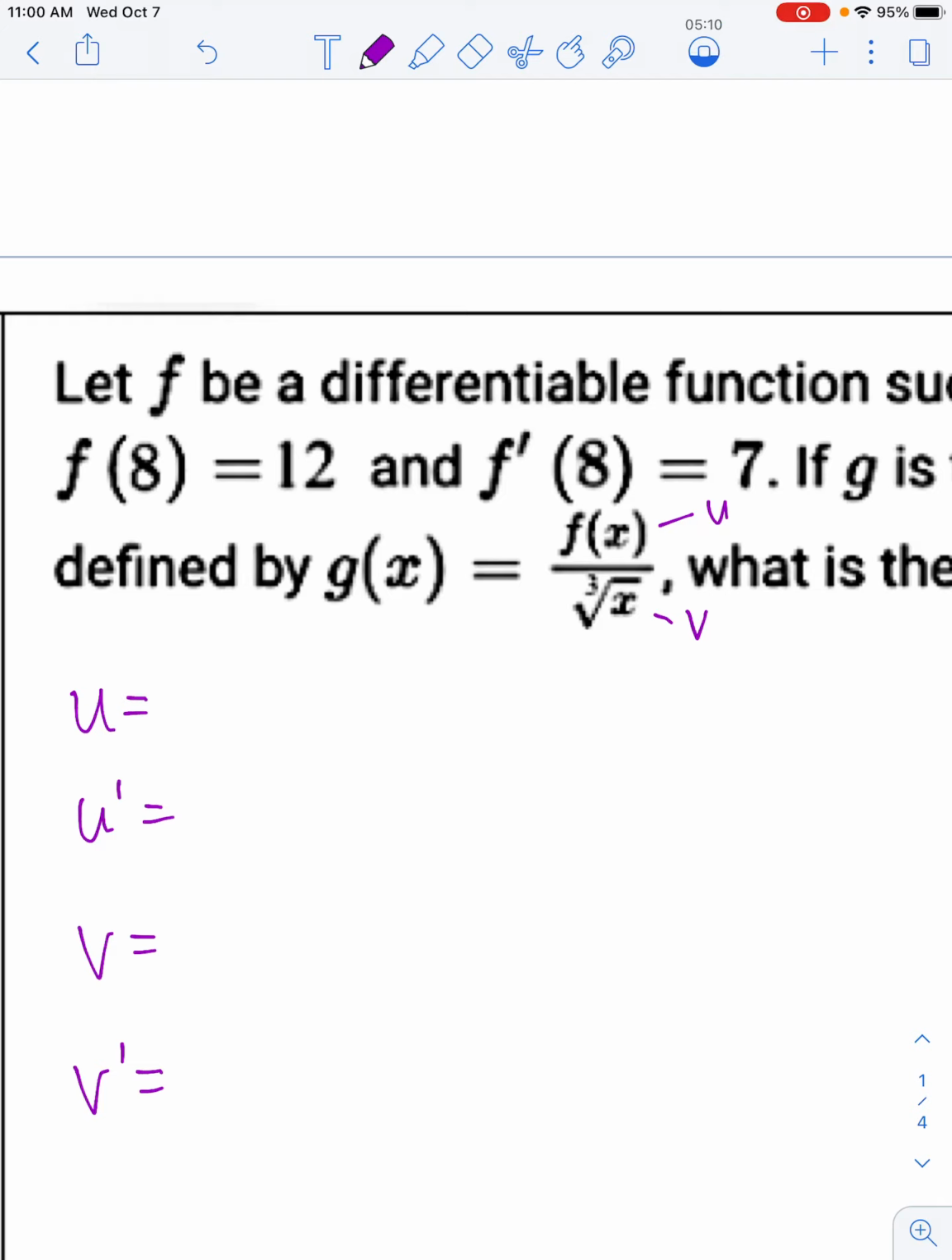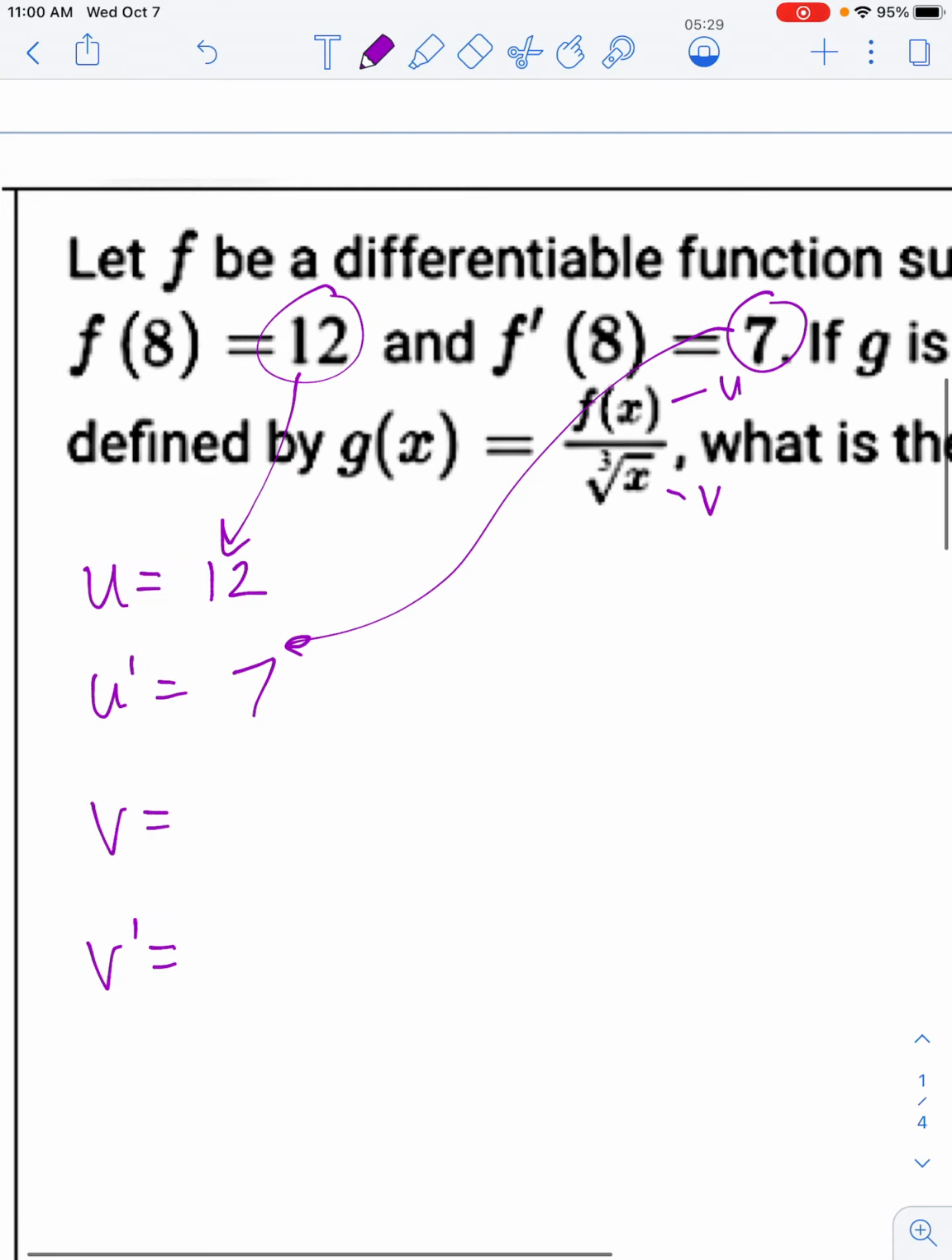Okay, so we know when we're evaluating this at x equal to 8, the u then is f of 8, so that is 12. That's the function value at 8. U prime is the derivative, so that is 7 when it's evaluated. All right, so now we have to come to taking the derivatives.